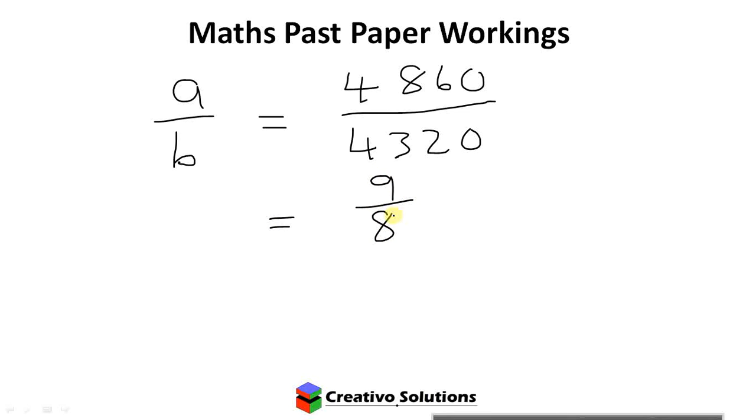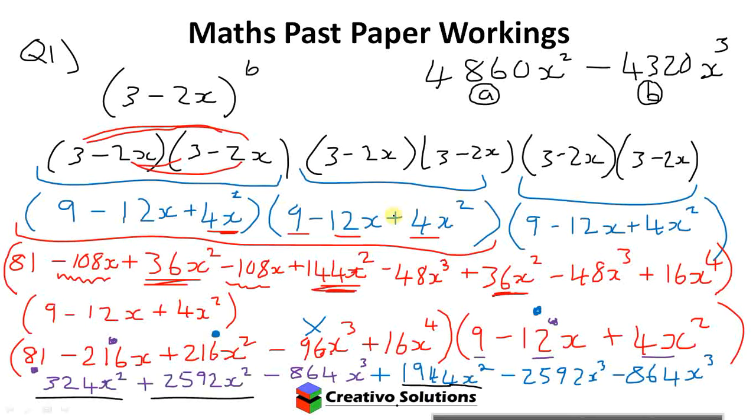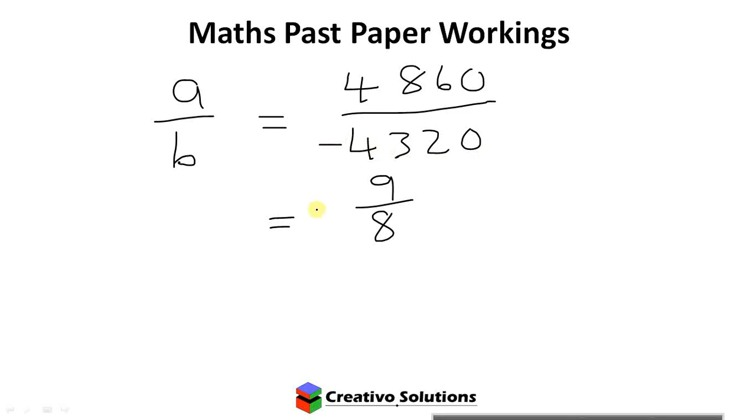Same answer. Oh, I forgot the negative. There's a negative there. See? Minus here. Let's just put a minus in. Done. Same answer. Yeah, see? Okay. They just give answers, they don't give workings.